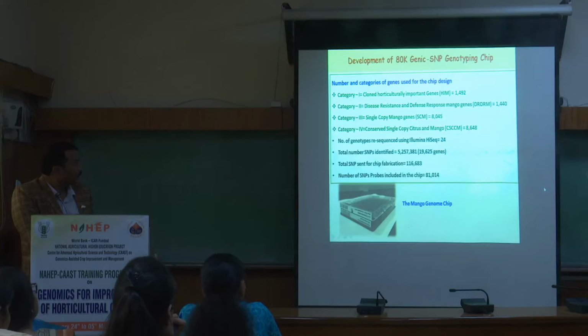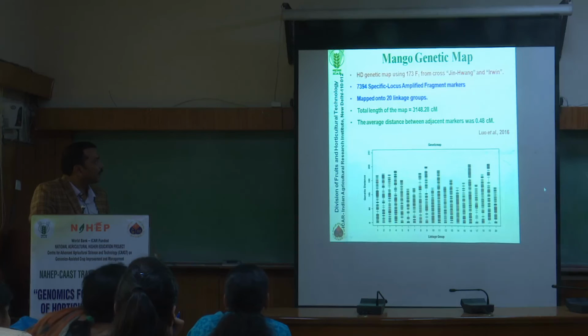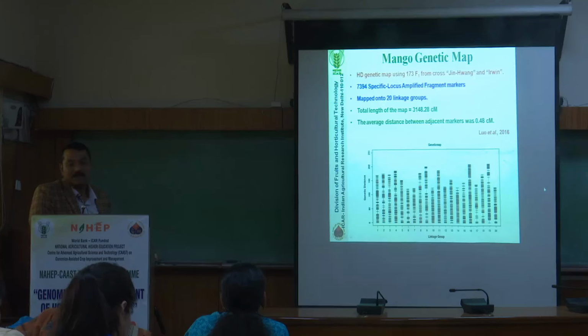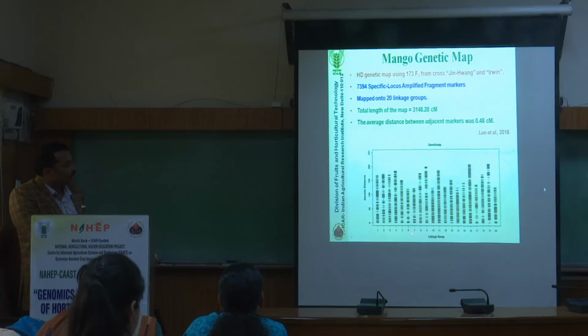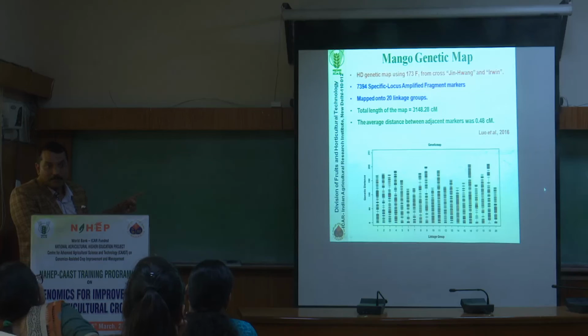In addition to this, in the year 2016, a Chinese group published a genetic linkage map. They used a population from Jing Huang and Irwin, and they used 7,000 specific locus amplified fragment markers, and they could produce a genetic linkage map having 20 linkage groups. It is a very robust and very good genetic linkage map published till date. Even what was published in 2018 by the Kuhn group, an American group, is not as dense and good. So we are also taking help of this to align our markers with this genetic linkage map.